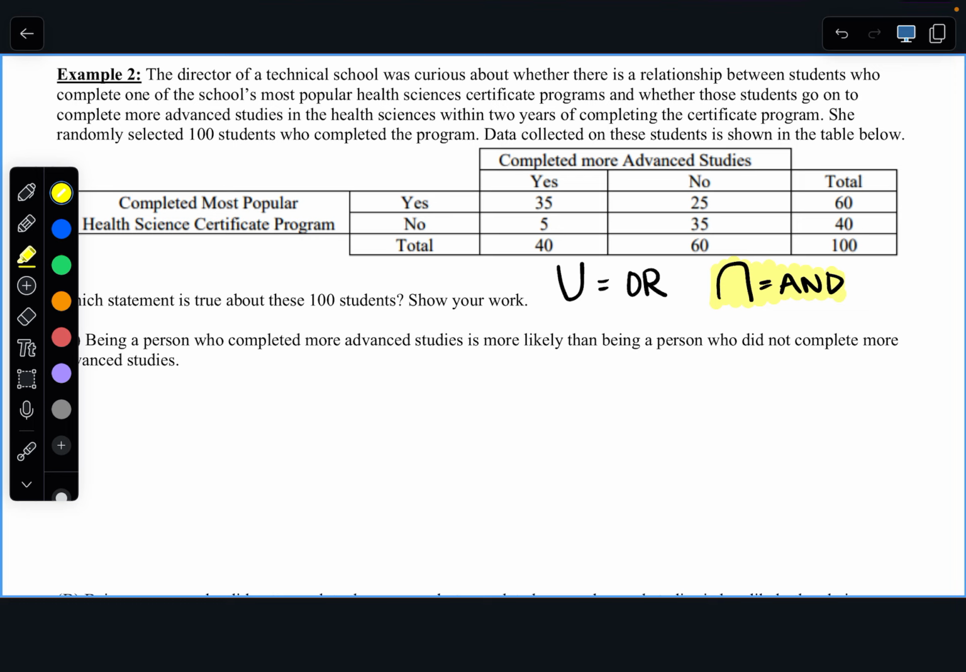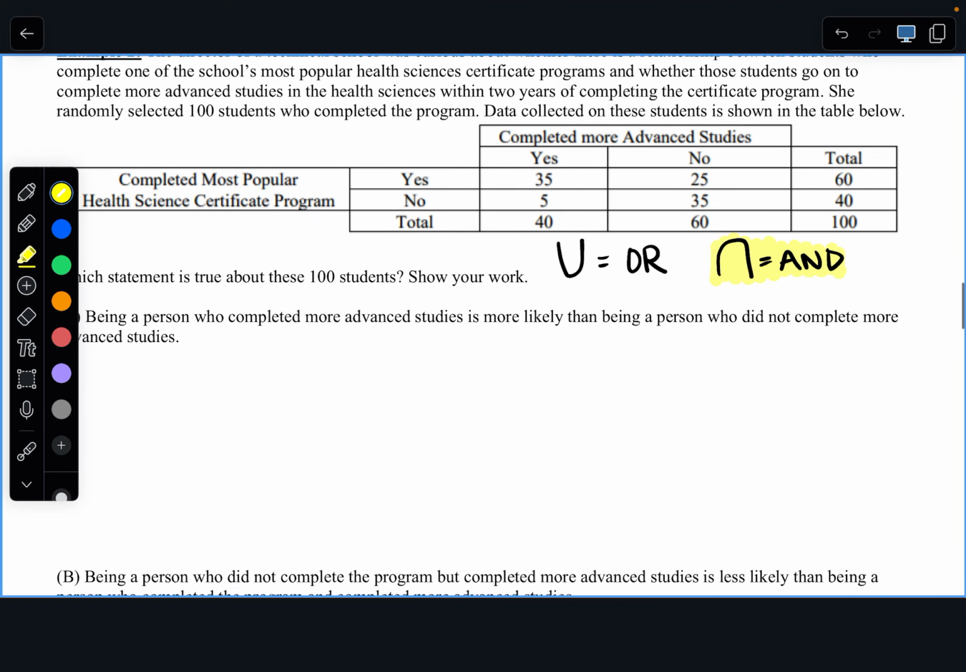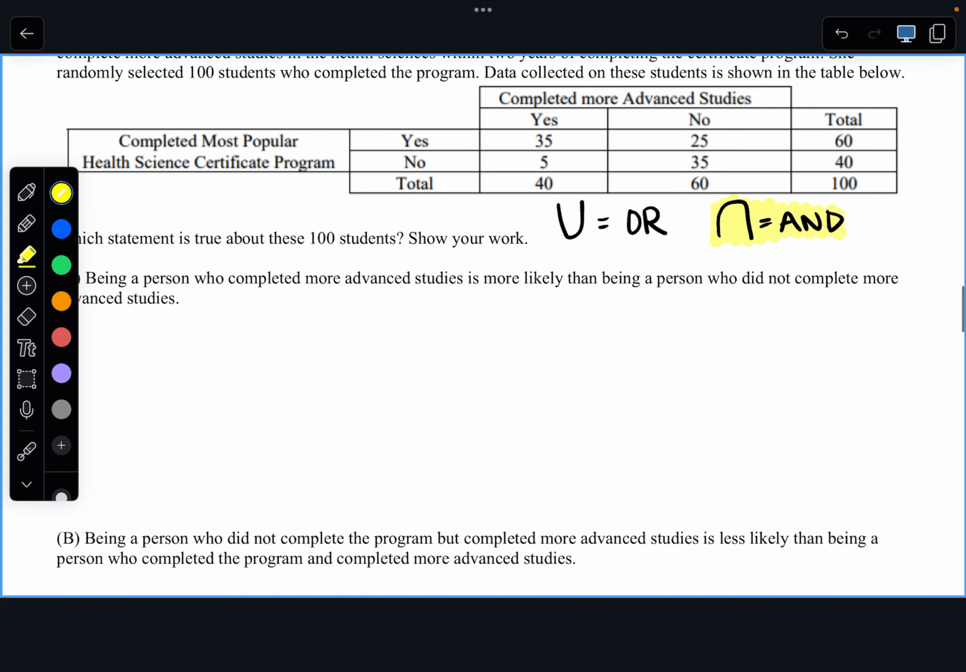In this particular problem, we have two variables. Did 100 students complete the most popular health science program? And then did they go on and complete more advanced studies? A lot of what College Board will do is try to shorthand things. So we're going to shorthand this. I'm going to call completing more advanced studies event A. Again, I said this in my Algebra 2 class when we were learning set notation: it's a mathematician's way of being lazy. They don't want to write this every single time. So we'll just call this event A.